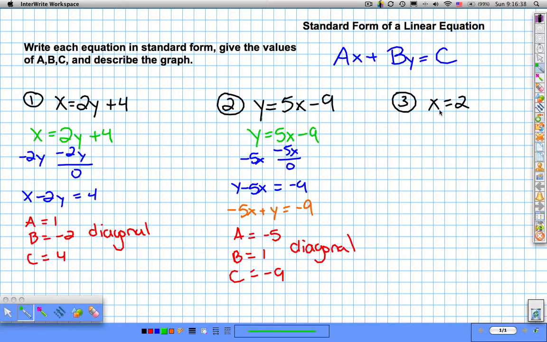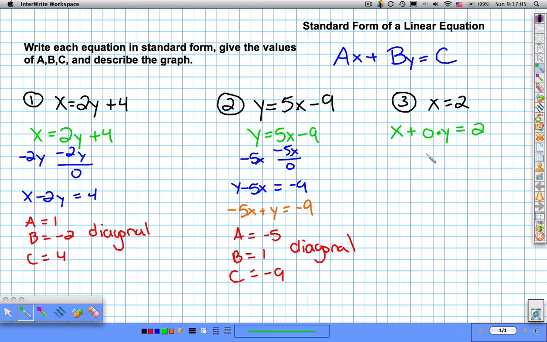So if I rewrite this with a y term, well, how are we going to do that? If the y term's not there, that means it must have a coefficient of 0. Look at how I'm going to write this. x plus, because this is the same, now my y term is missing, so if we think of this as 0 times y equal to 2. This is saying the same thing because anything times 0 is 0 and it goes away.